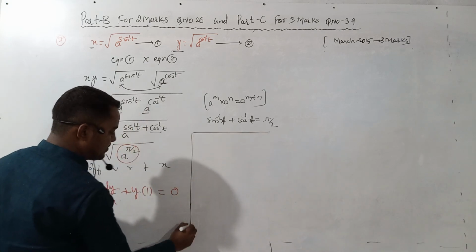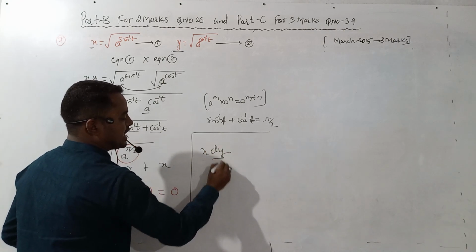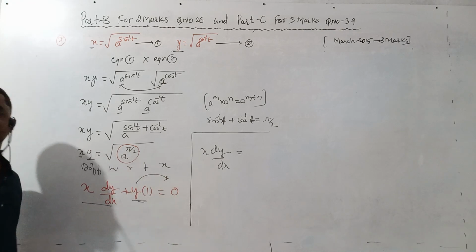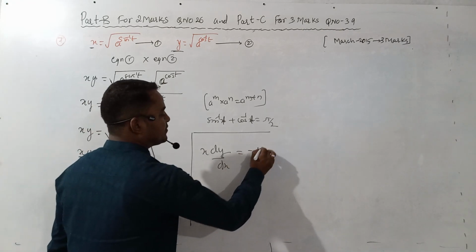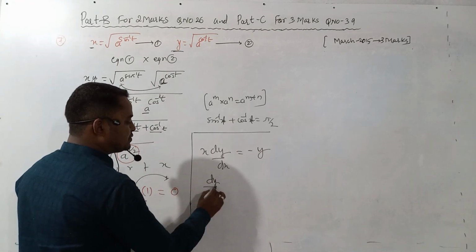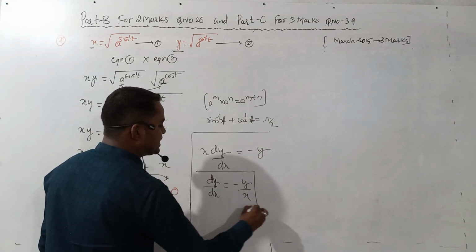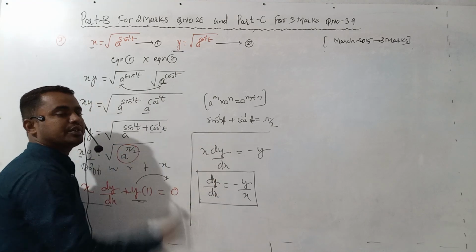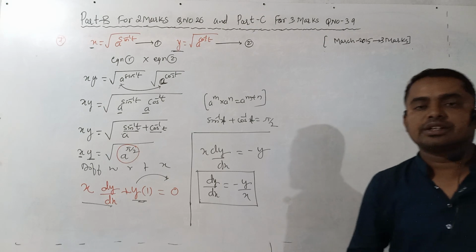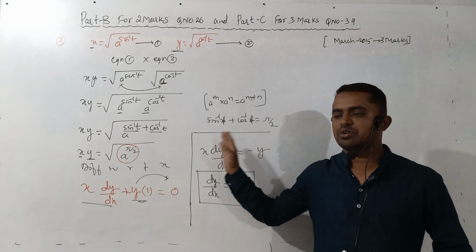Next steps from here. x dy by dx plus y into 1, that is y, is equal to 0. Y I am transposing to the right side. It will become minus y. Now dy by dx is equal to minus y divided by x. This is the final answer. Hence proved. So it's very simple. In this manner, if you solve, you cannot make a mistake anywhere. You will get exactly 3 out of 3 marks.